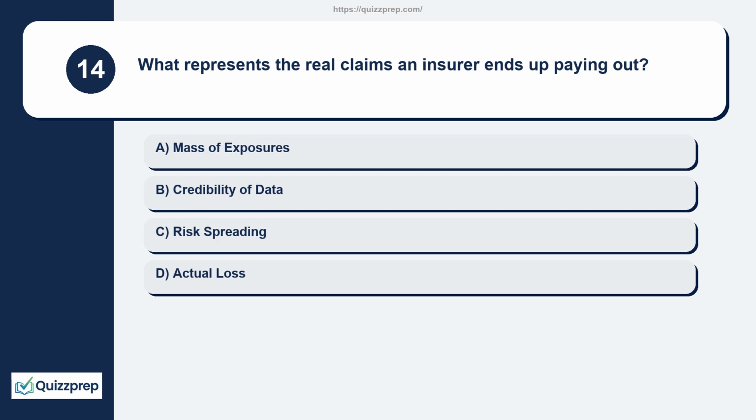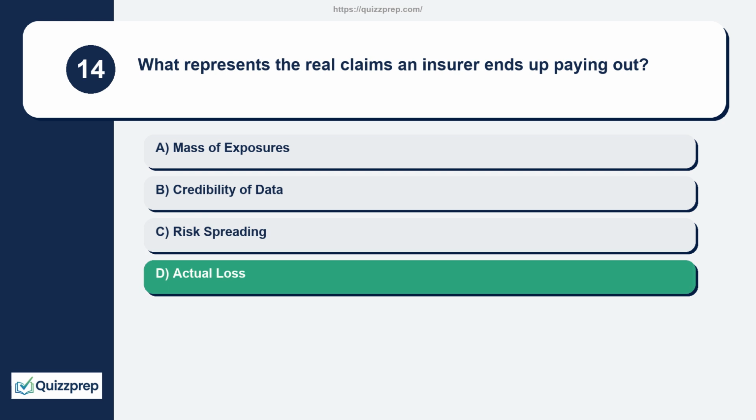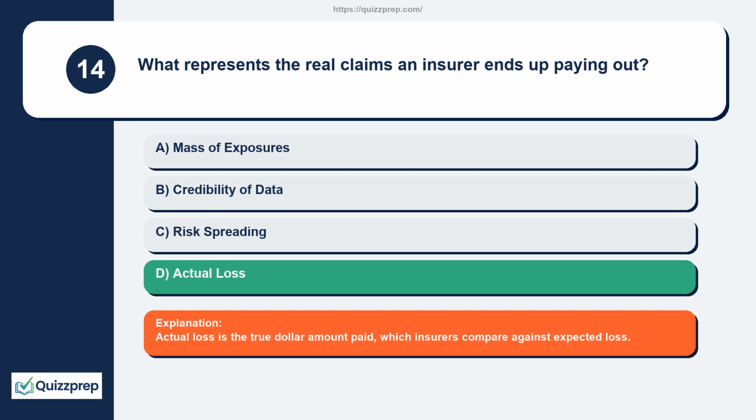Question 14. What represents the real claims an insurer ends up paying out? Mass of exposures. Credibility of data. Risk spreading. Actual loss. Actual loss is the true dollar amount paid, which insurers compare against expected loss.